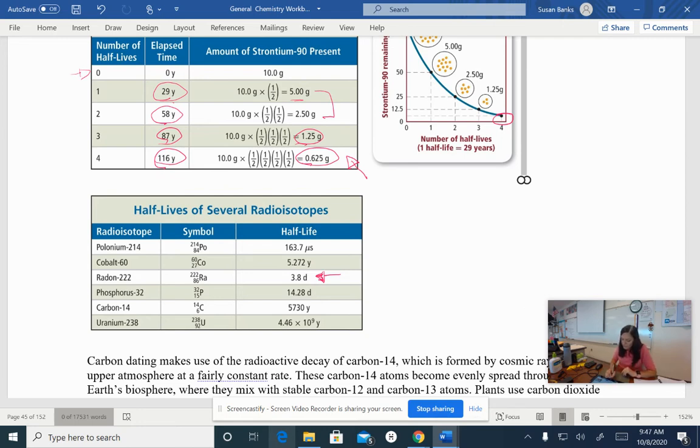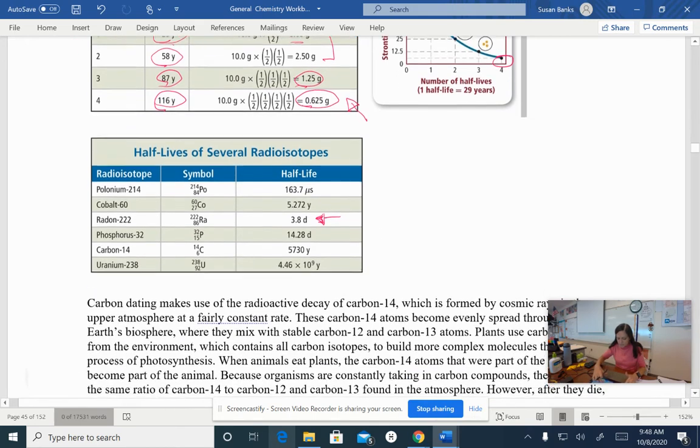Phosphorus-32 has a half-life of 14.28 days. I used to use phosphorus as a radio tracer for a lot of the molecular biology labs that I used to do. Carbon-14 has a half-life of 5,730 years. We use that a lot in anthropological studies to see how old different sites are and different animals and different human remains are that we see. And then uranium-238 has a half-life of 4.46 times 10 to the 9th, or 4.5 billion years.